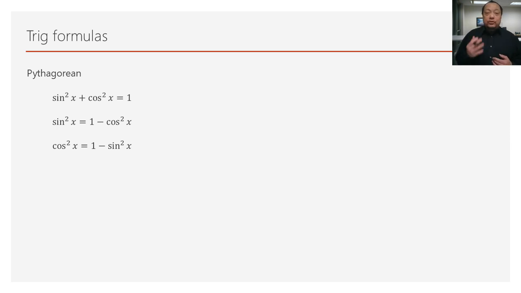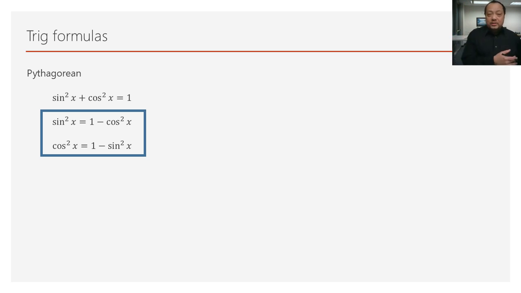So first of all, I'll assume you know the Pythagorean identity, the one that says sine squared x plus cosine squared x equals 1. And then from there, we can solve for sine squared x, and you got sine squared x is 1 minus cosine squared. Or we solve for cosine squared, then we get cosine squared equals 1 minus sine squared. So those are the two versions that will come up in this video.